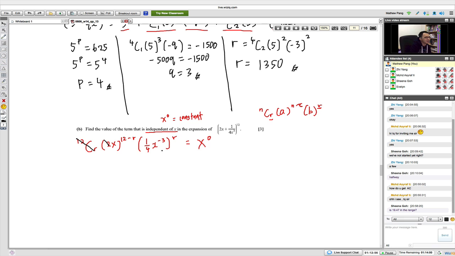I will cut this one, because this is just a number. It won't affect my power. But then I got something here: x to the 12 minus r. This is multiple, right? Multiple means power plus, plus negative 3r. I should get x to the power of 0.